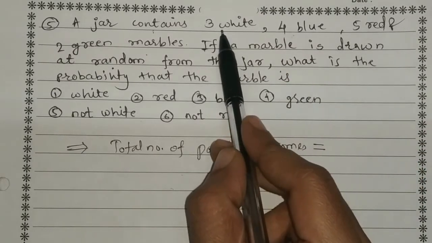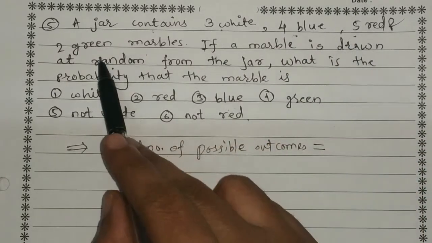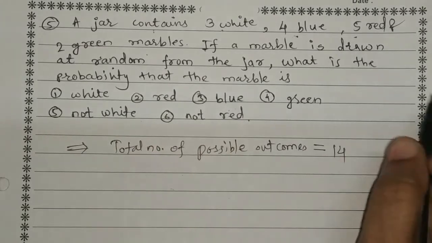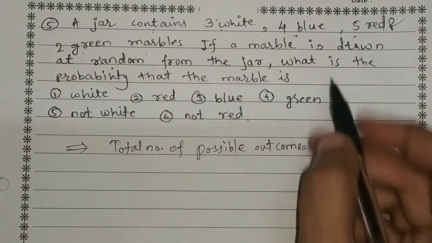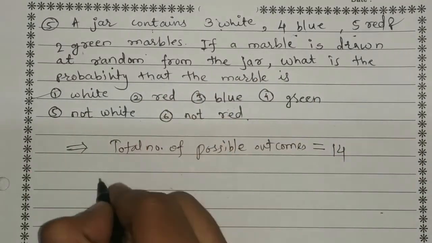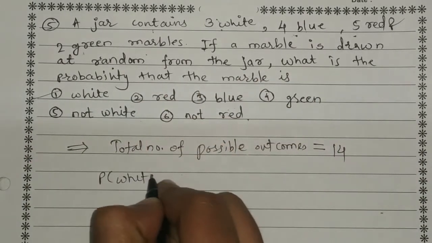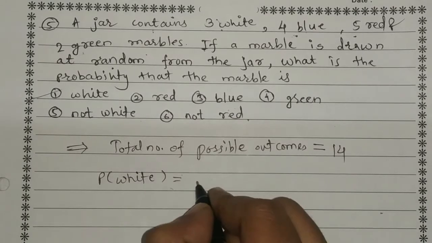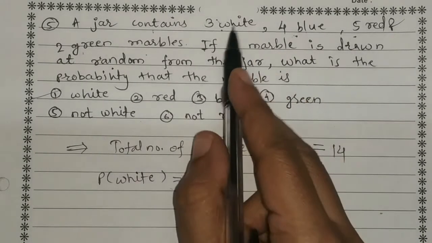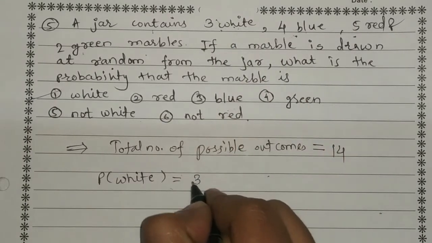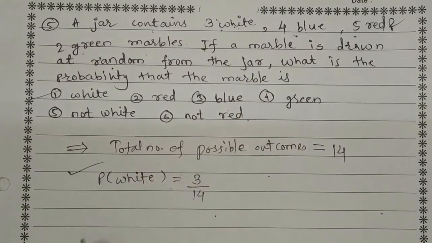So here we have to sum up: 3 plus 4 is 7, 12, and these 14 marbles are there. We have to pick a white marble. So the probability of picking a white marble is equal to the number of favorable outcomes divided by the total number of outcomes. 3 are white, so 3 out of 14 is the probability of getting a white.